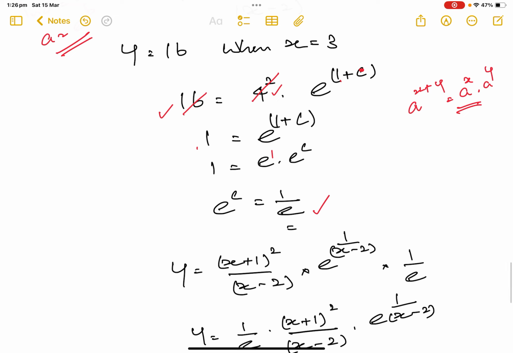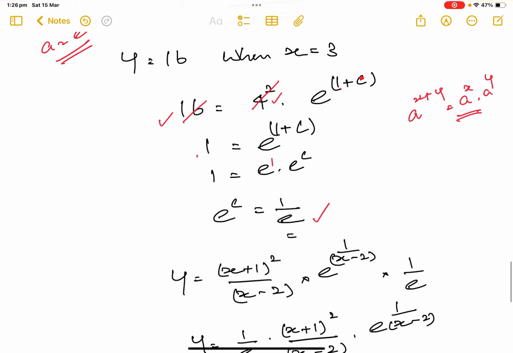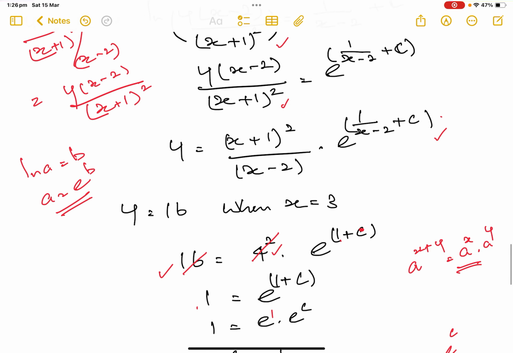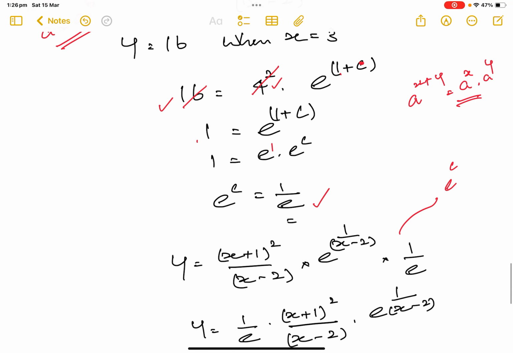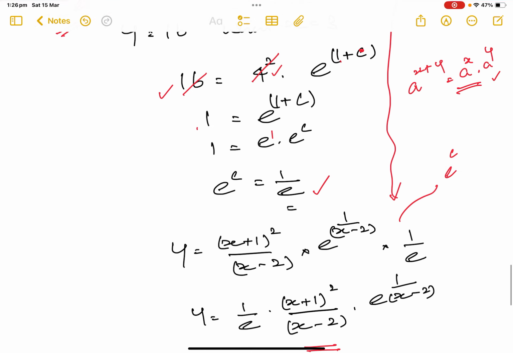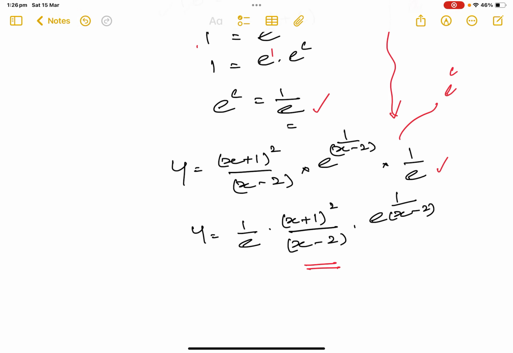Here, this one, if you look at y, maybe you could put another equation, e to the power of c. So if you separate that, e to the power of 1 over x minus 2 plus c can be written in this form, e to the power of 1 over x minus 2 and e to the power of c. e to the power of c is 1 over e, that's what I just wrote. I just left out one or two steps. Students should do that for their clarity.